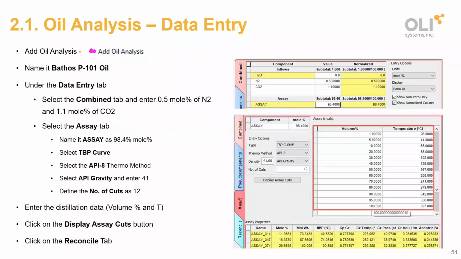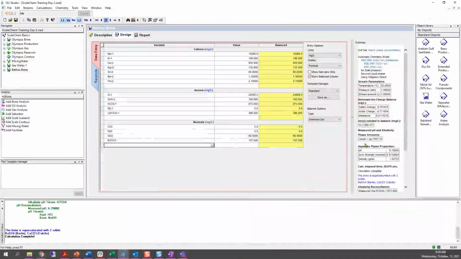Okay, so the next analysis is going to be the oil analysis. This one is a little bit time consuming because you want to enter the oil analysis data. In the software we have so many different options that I just want you to understand what the options are and how you can enter that data. So we're going back to the actions pane and double click add oil analysis.